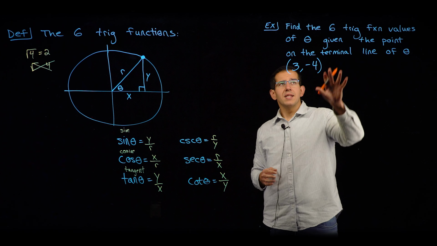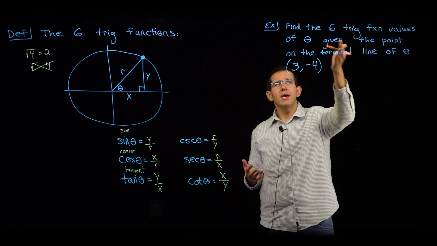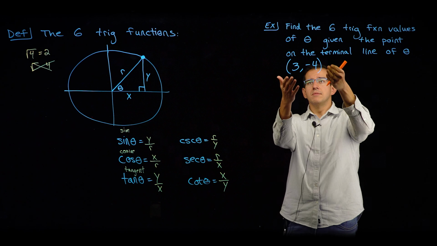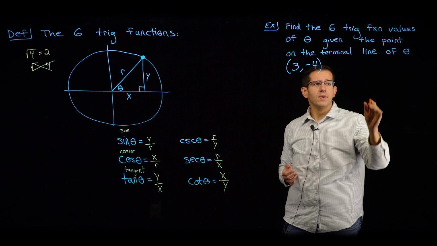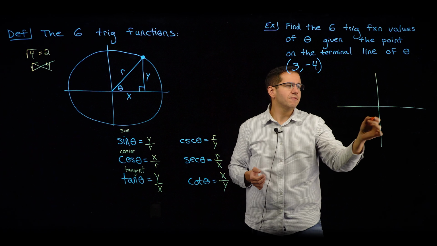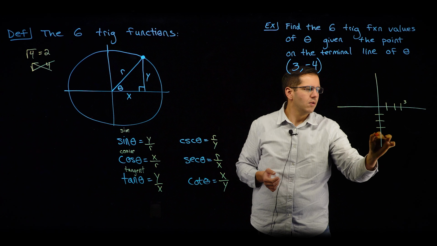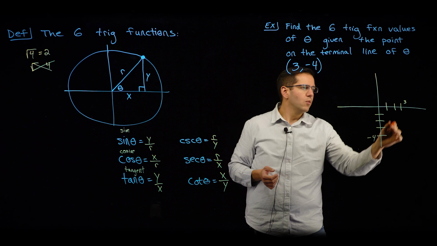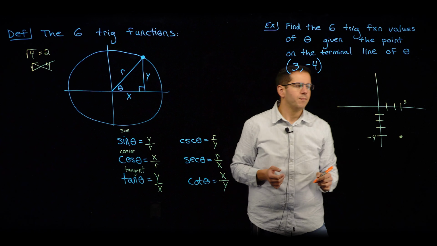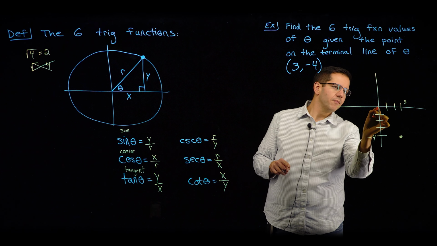So with all of this, let's see if we can find the 6 trig function values of some angle theta given the point on the terminal line of theta, 3, -4. Meaning if we were to graph the point 3, -4, we would have a point roughly here. And that point is on the terminal line.